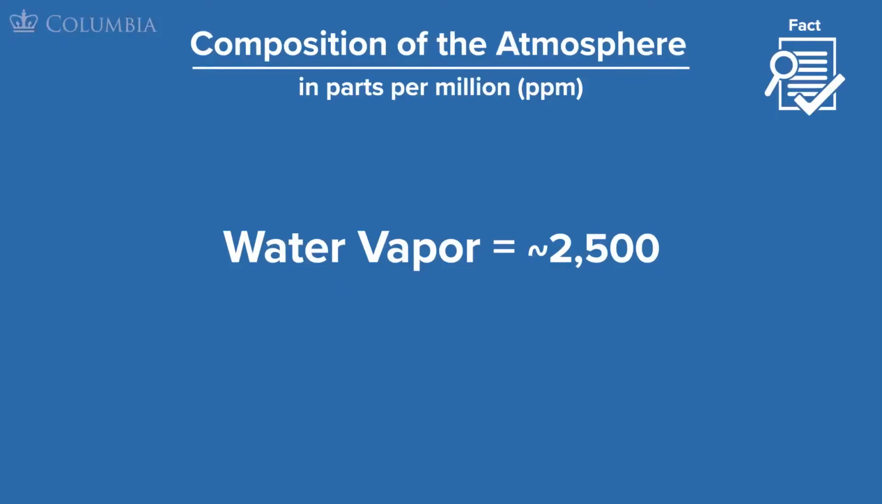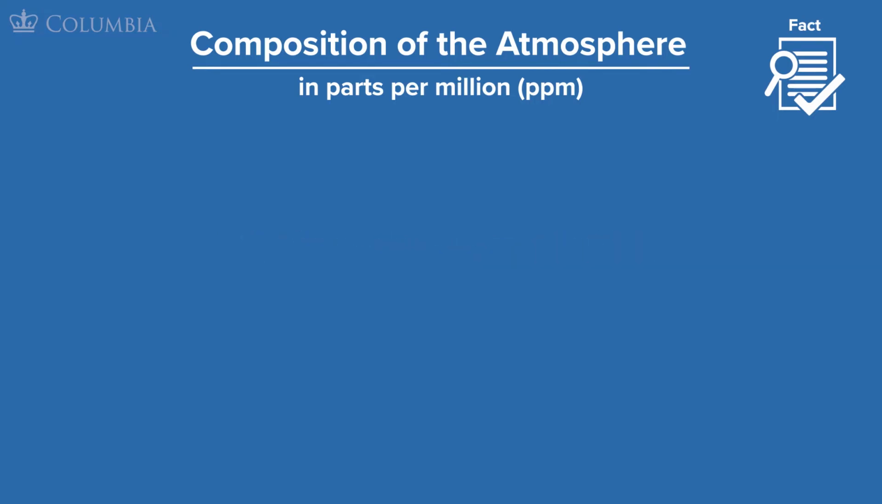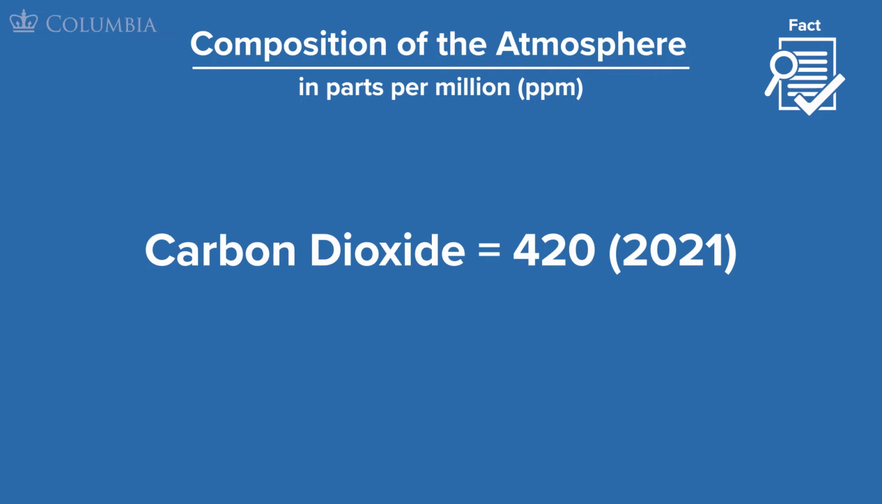Water vapor is present at about 2,500 parts per million. I say about because, of course, there are humid days and there are dry days. Humid days correspond to more water vapor molecules in the atmosphere, dry days to fewer. Carbon dioxide is present at about 420 parts per million. 420 parts per million doesn't sound like a lot. Maybe we can just sort of safely ignore that. But carbon dioxide is very effective at blocking the escape of infrared light and therefore crucial in this blanketing effect of the atmosphere.